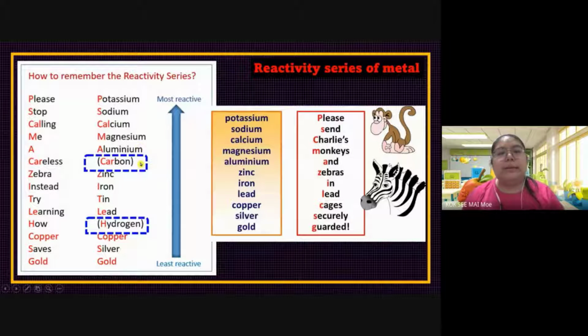So this one, you need to remember because you got the reactive series. They got including the carbon and hydrogen. Later we want to see what's different. The carbon and hydrogen, they put there for what? Okay, for the arrangement you need to know which one should be the first, which one should be the second.